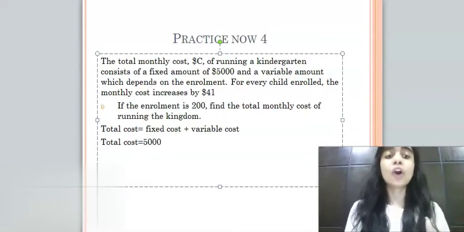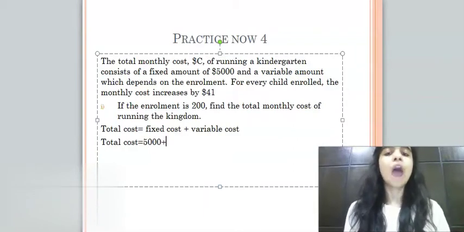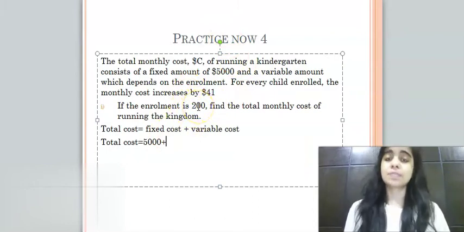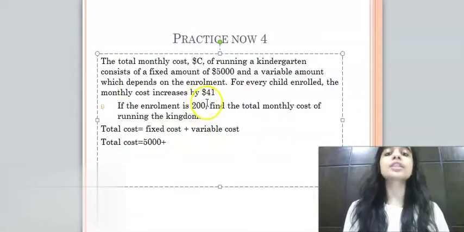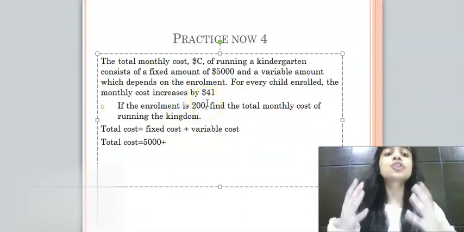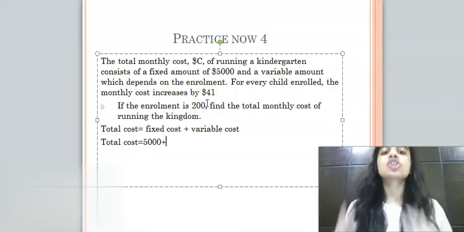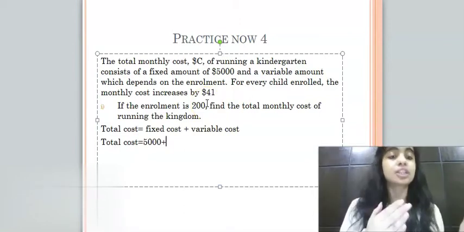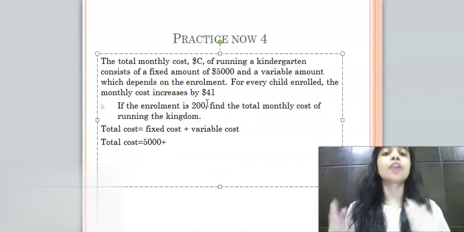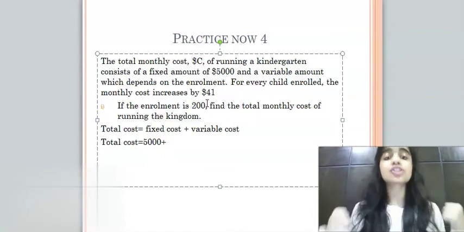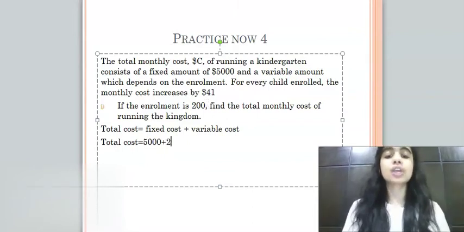So fixed cost will be 5,000. Because why am I calling it fixed cost? It is not changing with the number of children. Now how will I write about my variable cost? Now my variable cost, the enrollment is 200. So what will my variable cost be? For each child it is 41. So for 200 children it will be 200 multiplied by 41. For one child it is $41, and for 200 children it will be 200 multiplied by 41.